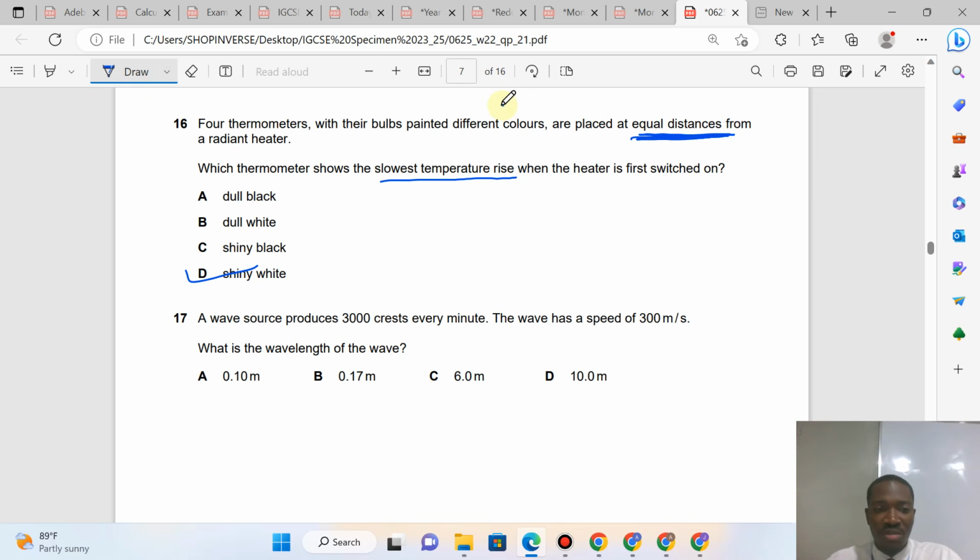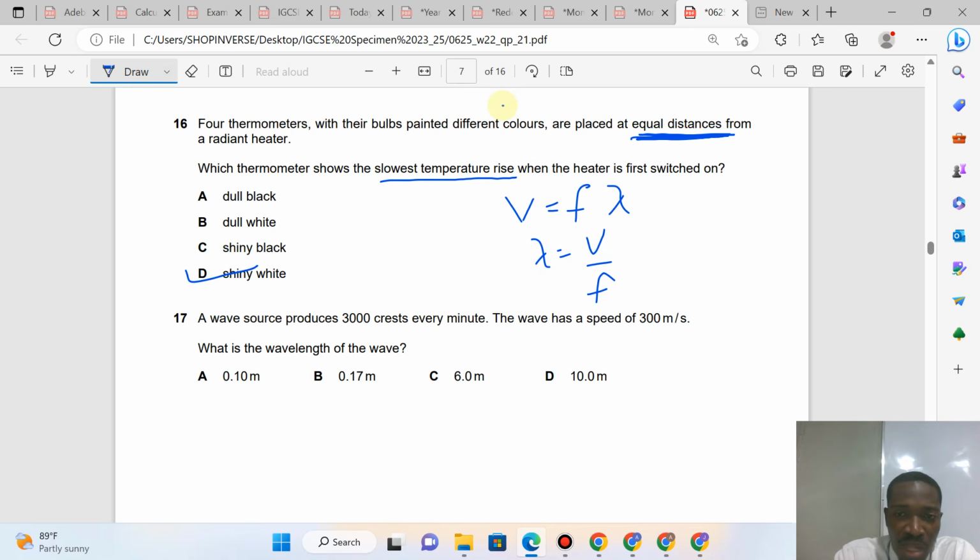Let's go straight to question 17. A wave source produces 3,000 crests every minute. The wave has a speed of 300 meters per second. What is the wavelength? The formula for the wave equation is velocity is equal to frequency times wavelength. That means wavelength is the speed divided by frequency. Now we were told that the speed is 300 meters per second. So it's likely we are talking about sound waves here.